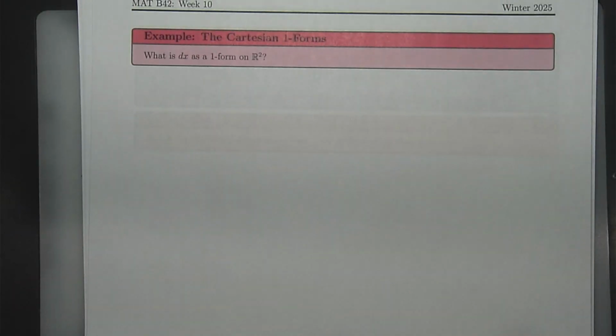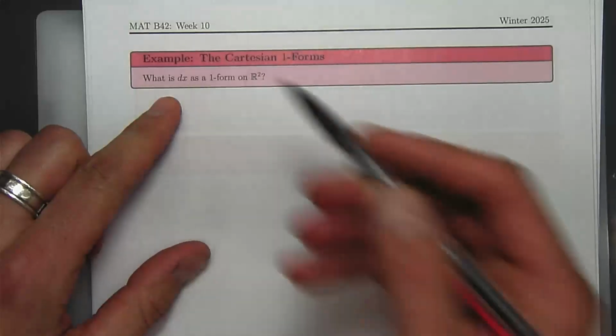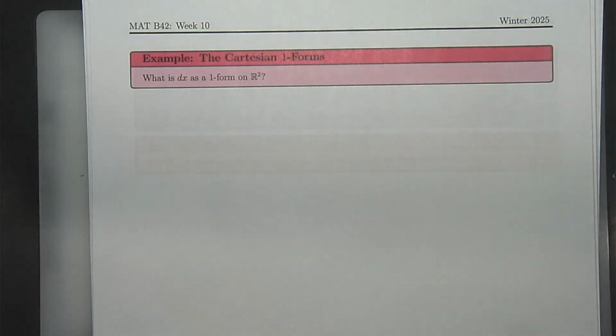Okay. So now we can start to talk about this business of dx's and dy's. These things that we've been seeing since high school calculus, what are those guys really doing? What is dx as a one form on R2? What's going on there? Well, x is a function, right? So what does the gradient one form dx do?